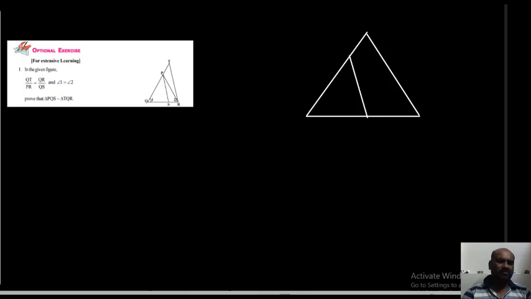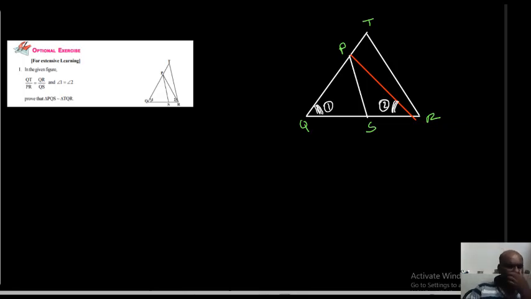That exact diagram. See here T, here Q, here R, here P, here S. One more thing, P and R also join. Okay. Yeah, this is angle 1, this is angle 1, and this is angle 2.